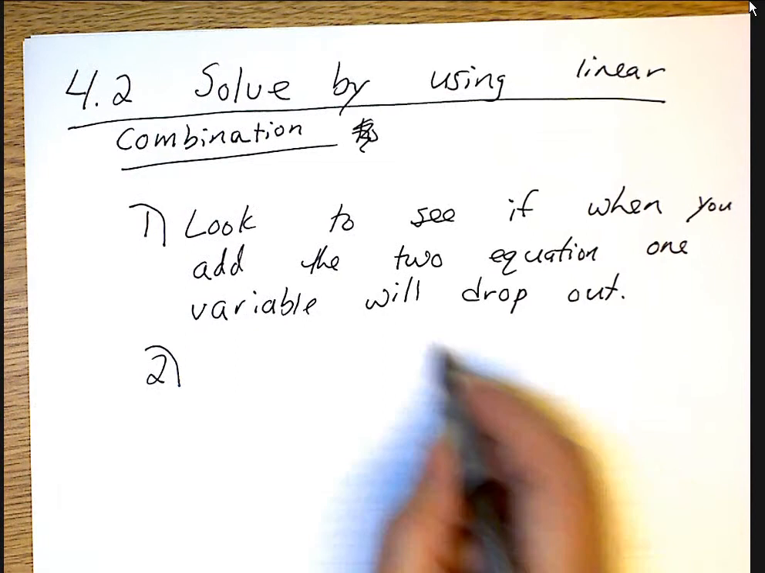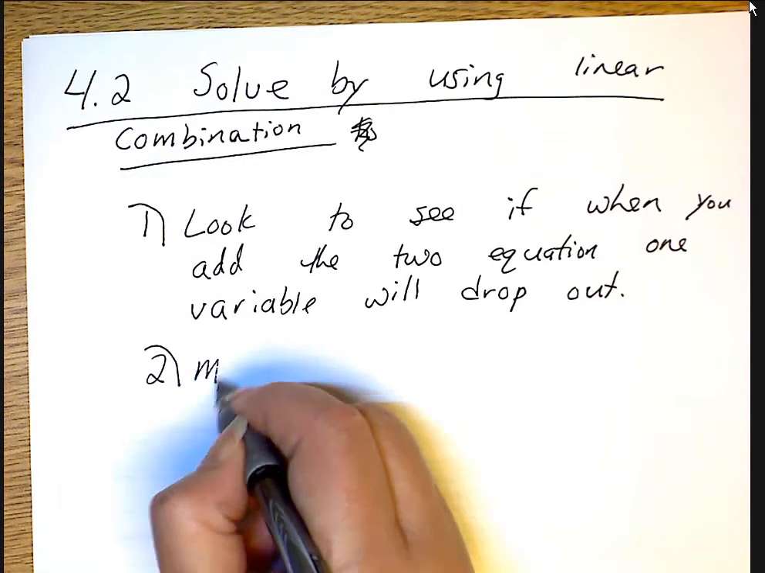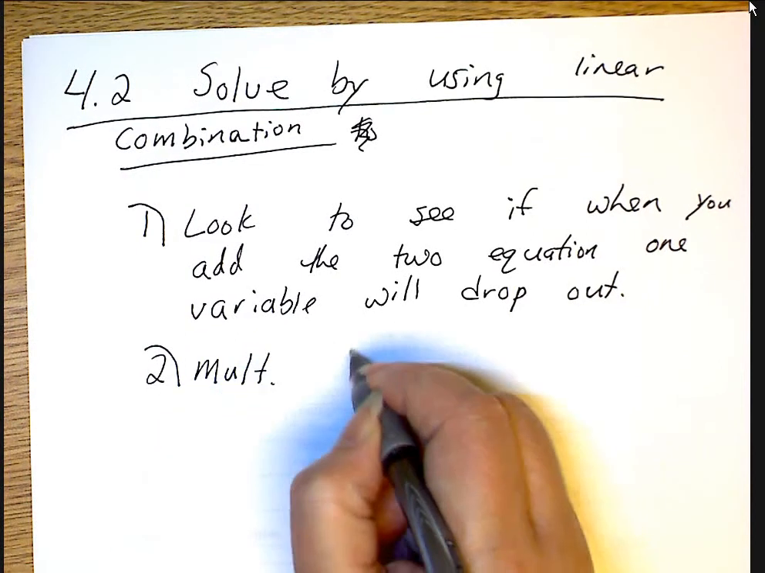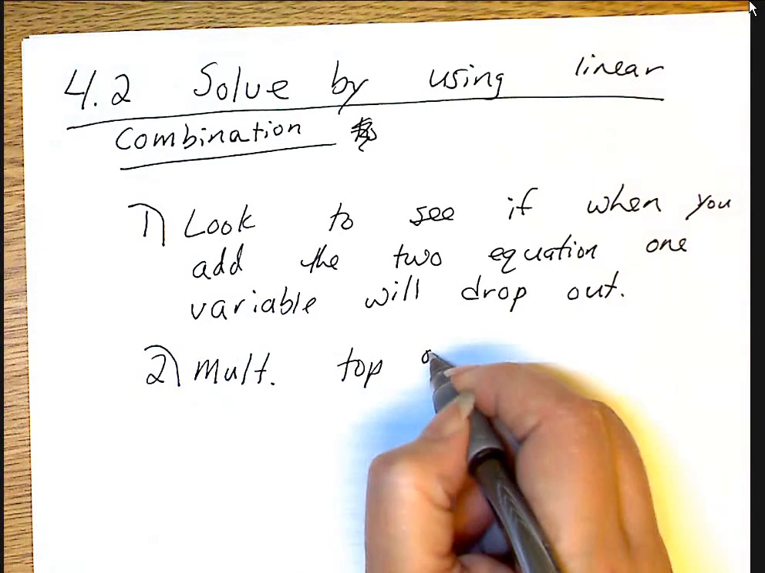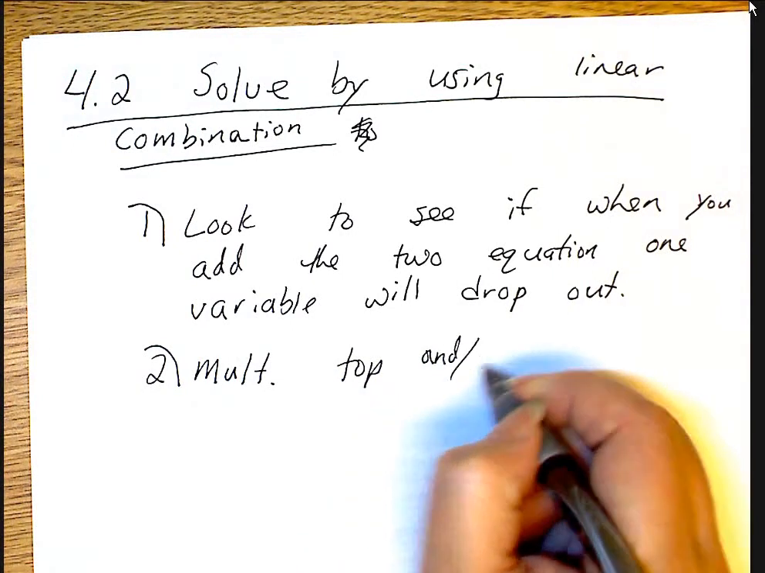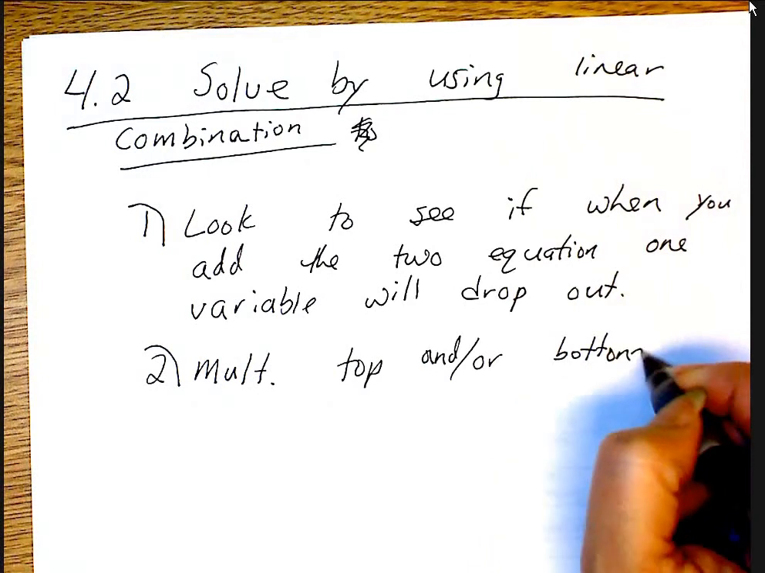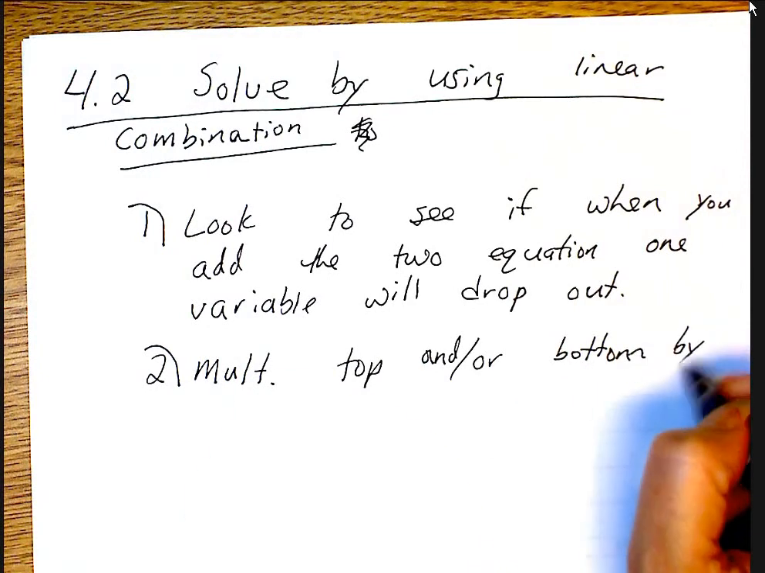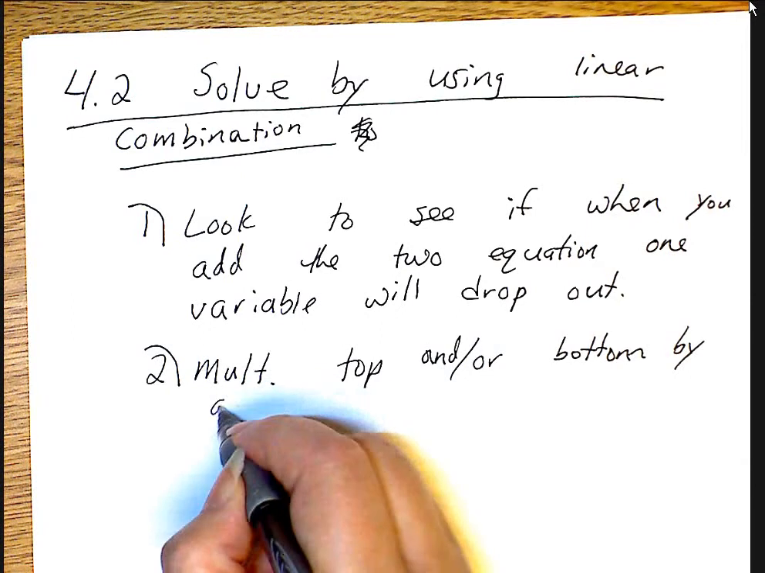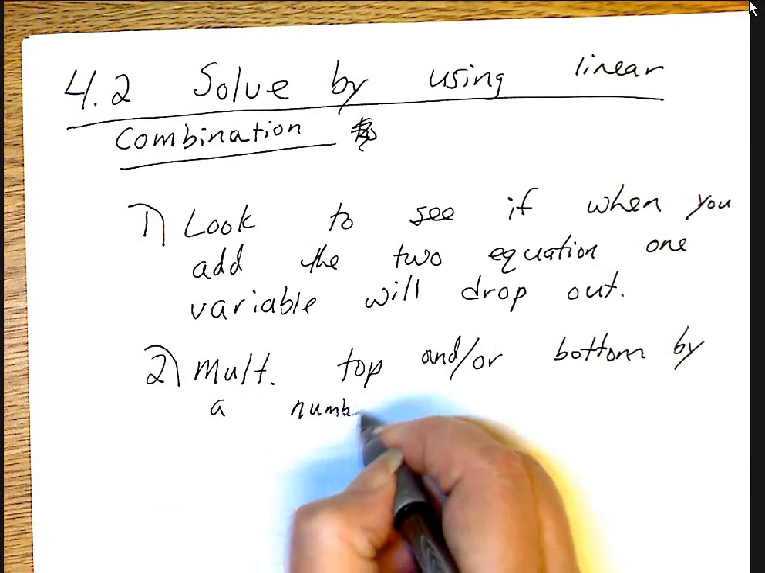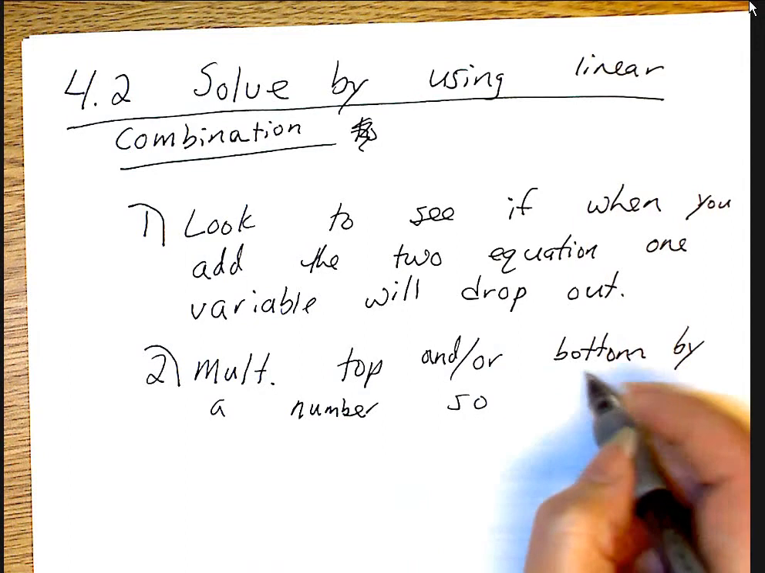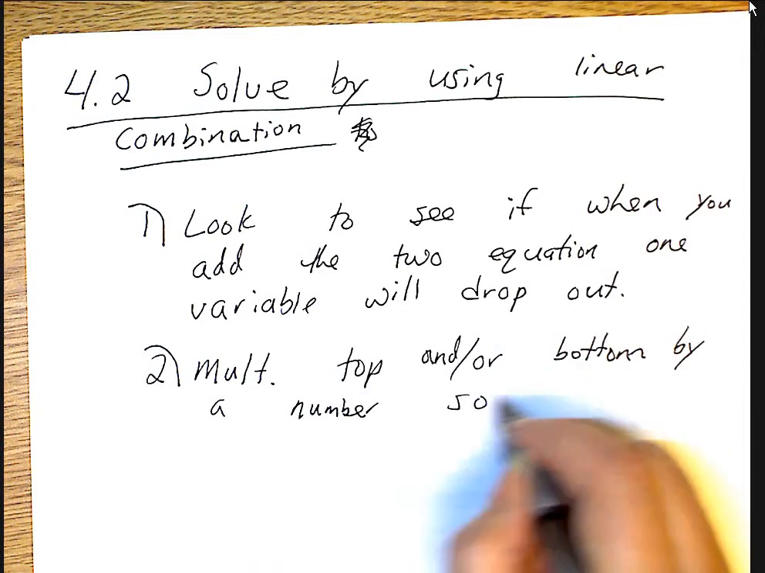2 says you multiply top and or bottom by a number so when you add them, a number drops out, a variable drops out.